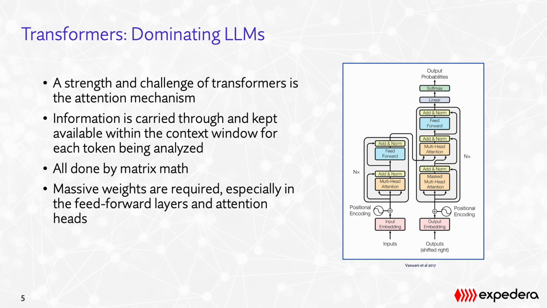Massive weights are required here, and they're typically going to be located in the largest amounts in the attention heads and in the feed forward layers. So when people are talking about LLMs being really difficult to get onto the edge, one of the main things that they're talking about is going to be the gigabytes of weights that they need to keep in memory for running these models.